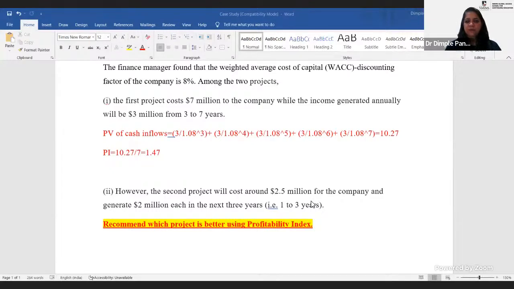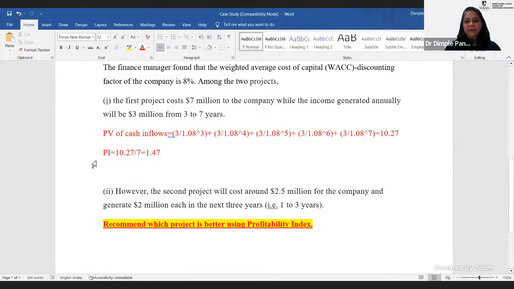Just check if it's the same answer. However you do it, the answer cannot be different. 1.47, if you approximate, it's 1.5. That's okay, don't worry. That's okay, Eunice.